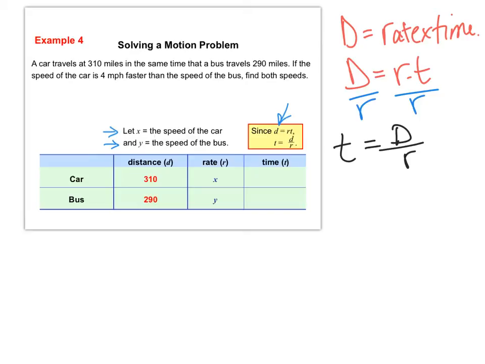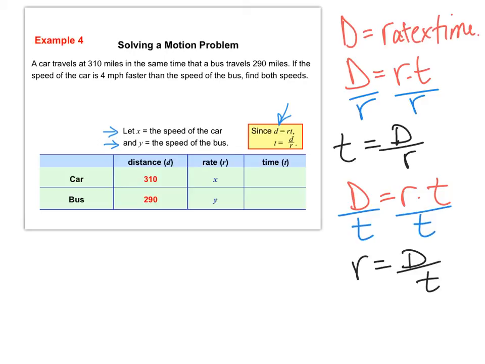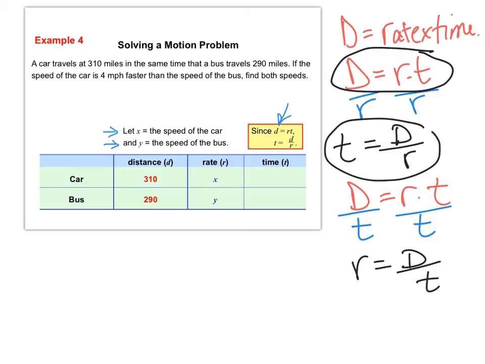Now again, if you go back to your basic distance equals rate times time equation, instead of dividing both sides by r, when we divide both sides by t, then we can solve this for the rate and get the equation: rate is equal to distance divided by time. So when you're solving these motion problems, you're either going to be using the equation distance is equal to rate times time, or time is equal to distance divided by rate, or rate is equal to distance divided by time.